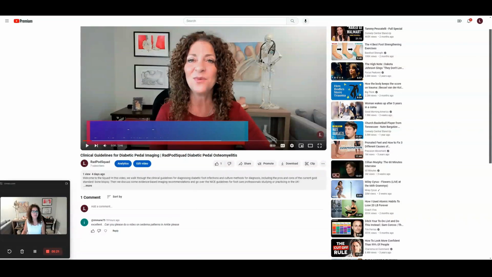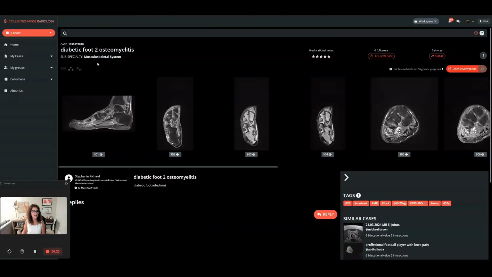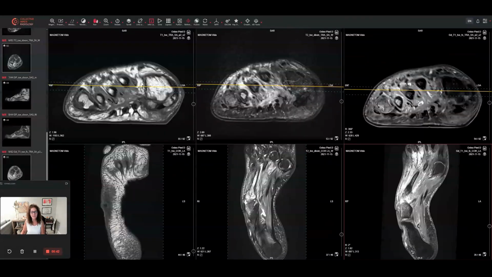So I was able to find an excellent case by looking into Collective Minds Radiology, which is something that you'll find when you come to my online fellowship. Essentially, RadPodSquad will use Collective Minds Radiology, which has a series of wonderful cases, and you can upload your own cases that become de-identified. And when we look into this case of this diabetic foot, I've already set us up.